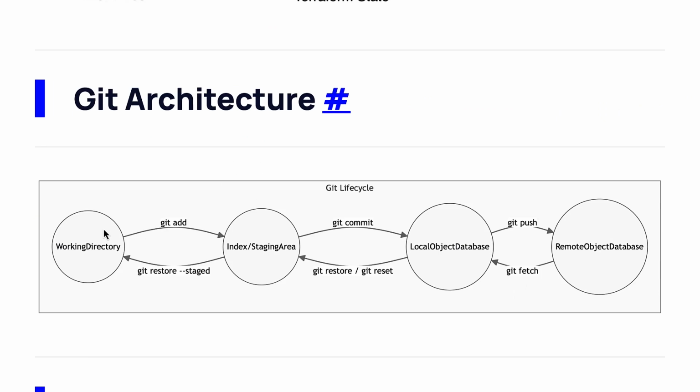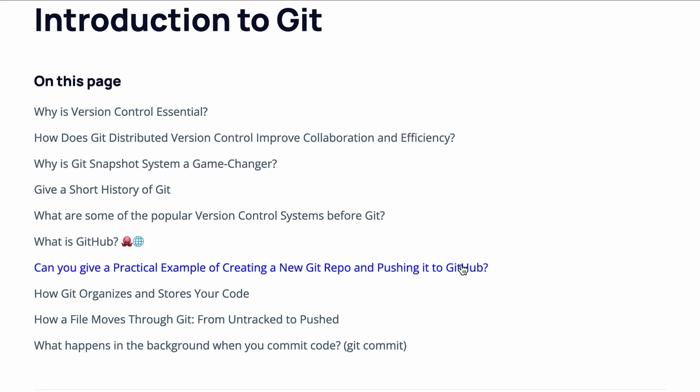Git follows a layered approach. You have a working directory, you have an index or a staging area, and then you have a local repo or a local object database. And then you have a remote repo or the remote object database. We will talk about this architecture in a little bit depth, and we will see what are the advantages of having a layered structure like this.